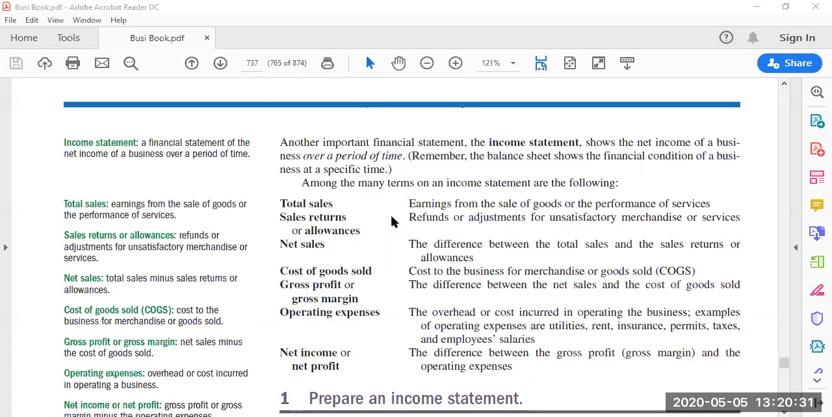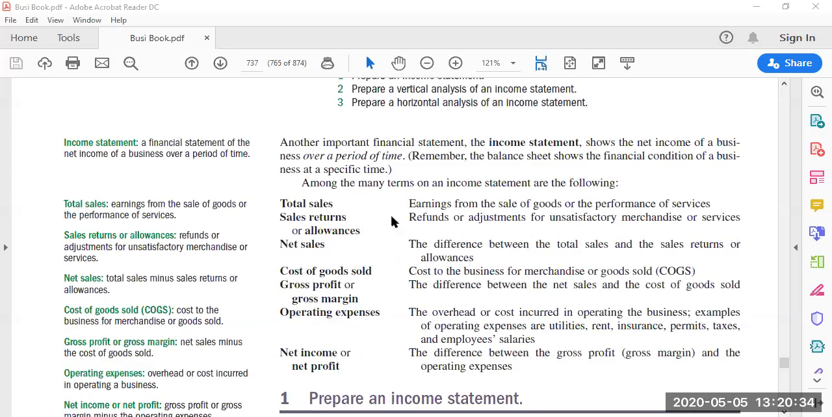There are several terms that are associated with your income statement that we must understand. How do we formulate an income statement? Well, we must deal with these particular items. First thing on your income statement, we will look at total sales. Your total sales would be earnings that the company receives from the sale of goods or the performance of services, depending on the nature of the business. If it's a service-oriented business, your gross sales would be the money you receive from rendering those services.